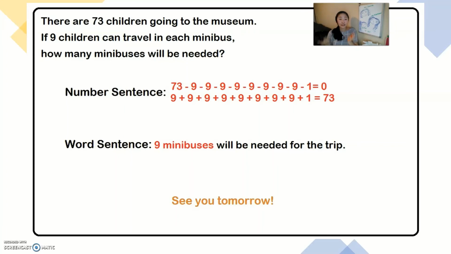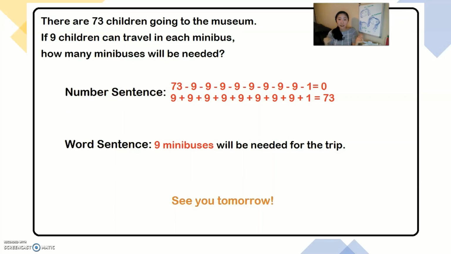I just wanted you to know that just because you have that 1 person left over does not mean you can leave that 1 person behind. You actually need to provide another bus so that that person can go. So my number sentence was 73 minus 9 minus 9 minus 9 minus 9, which was actually our last purple method, our third method of going.